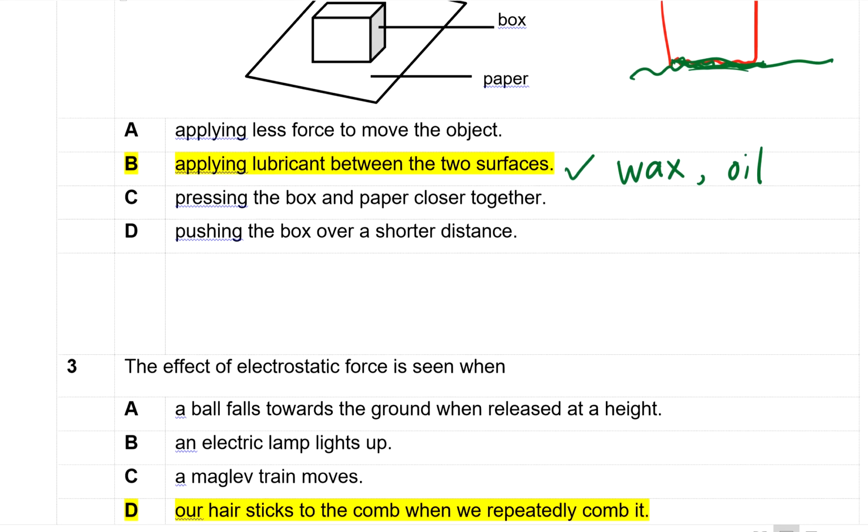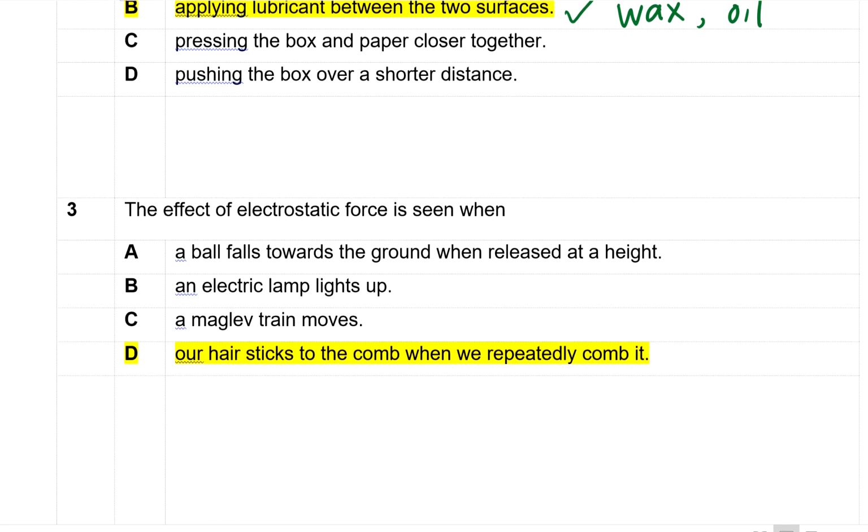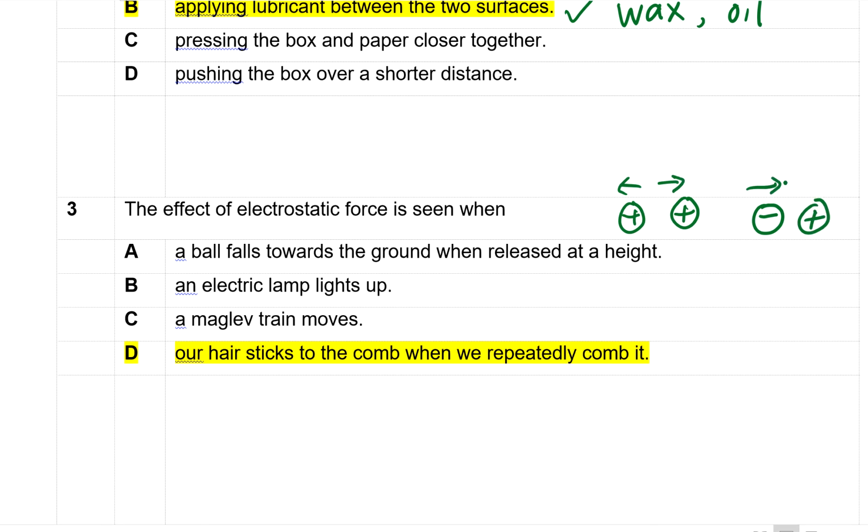Let's go on to question 3. Question 3 talks about electrostatic force. Now, let's recall electrostatic force is the force between charges. So there are only two types of charges, positive charges and negative charges. So it can be attractive, it can be repulsive. So like charges, they will repel. And then if you have unlike charges, they will attract. So this is electrostatic force.